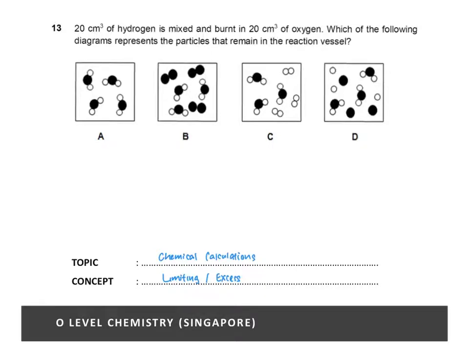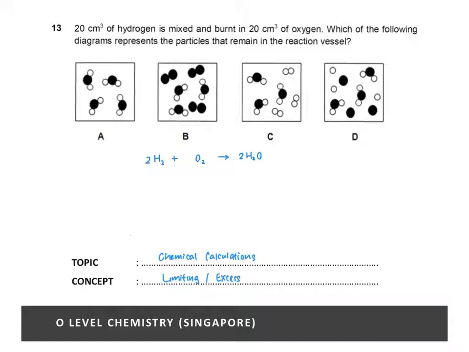This question is on the topic of chemical calculations, and the reaction that we're looking at is the reaction between hydrogen and oxygen. When hydrogen reacts with oxygen, we can form water. Before we can use this equation, we must balance it first, and this is the balanced equation. So let's look at what is given in the question.